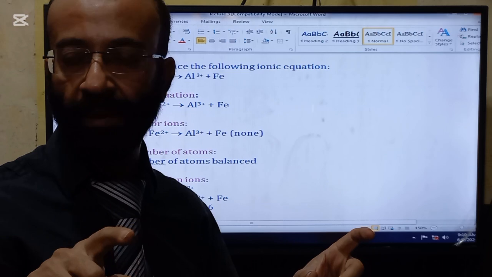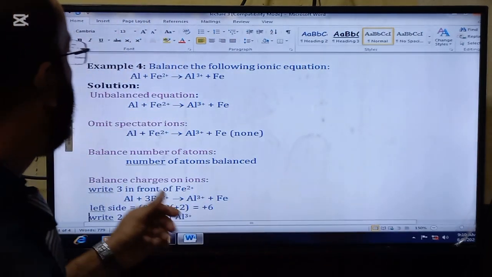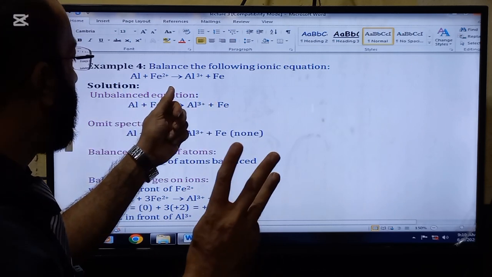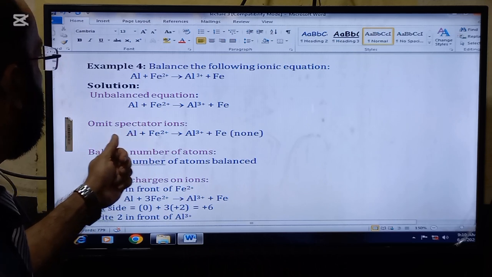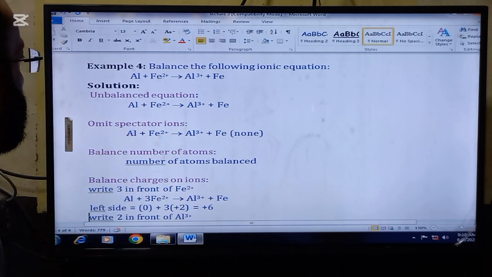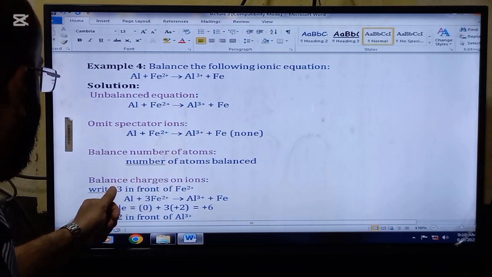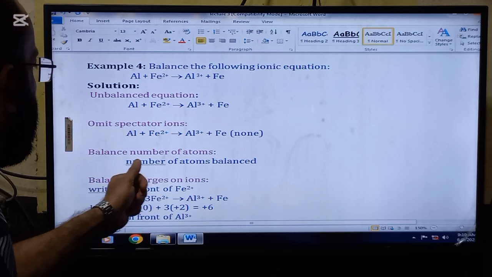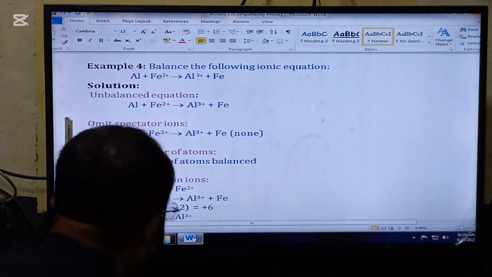And then the next step was to write the ions formed. So look at the equation. The third step, 3 steps are already done. So we will start from here now. Omit the spectator ions. So spectator ions are omitted. Okay. Next step will be to balance the number of the atoms on both sides.